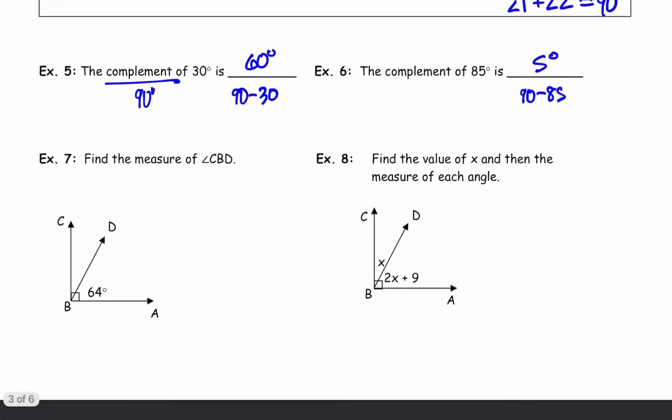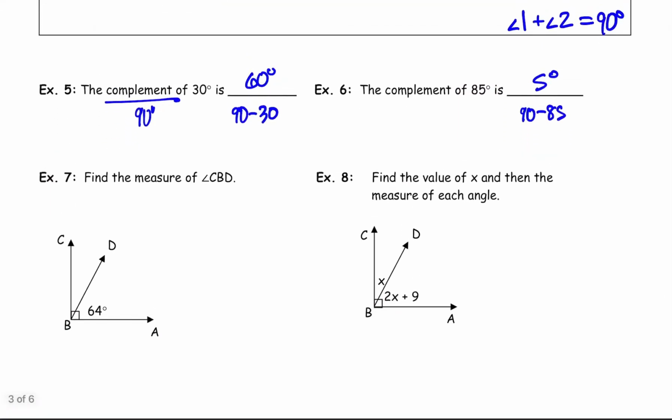All right, so if I put it in a diagram, a little bit more challenging, but not too bad. This first one here is nice because I just give you an angle measure. I want you to find the measure of angle CBD. So I want this one. Well, if both of these, you can tell, add up to 90, and that one is 64, to find this one here, you just have to take 90 minus 64. So angle CBD equals 90 minus 64, and I believe that's 26.